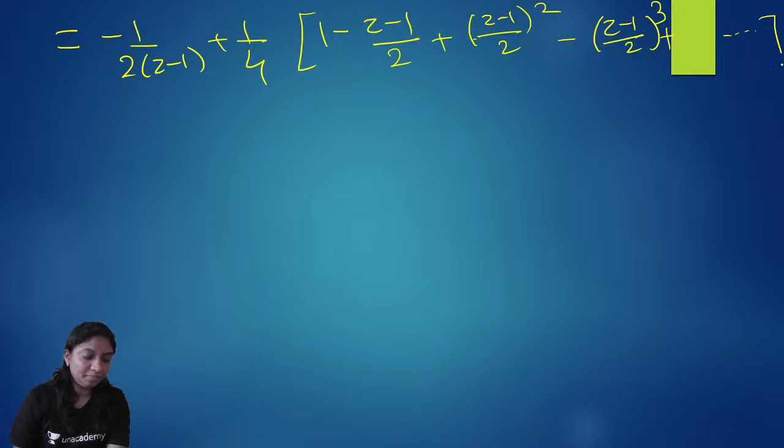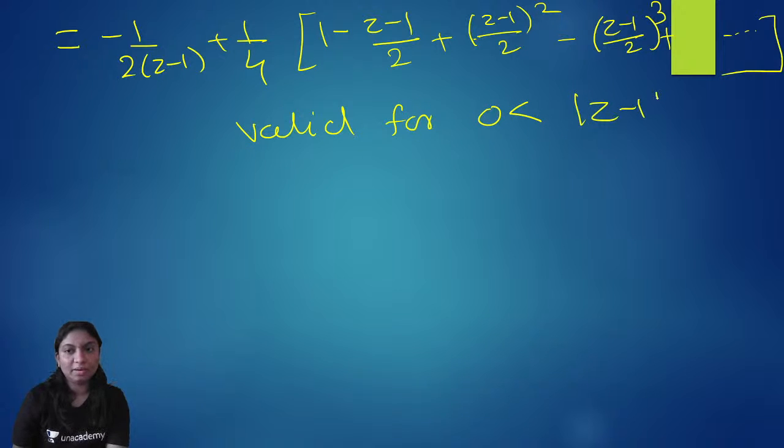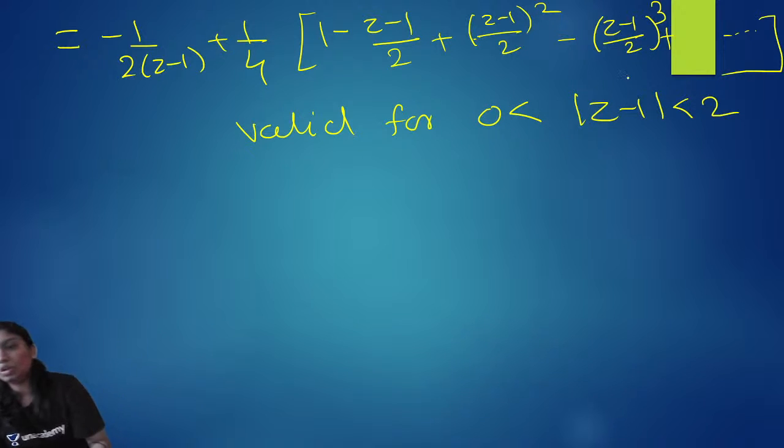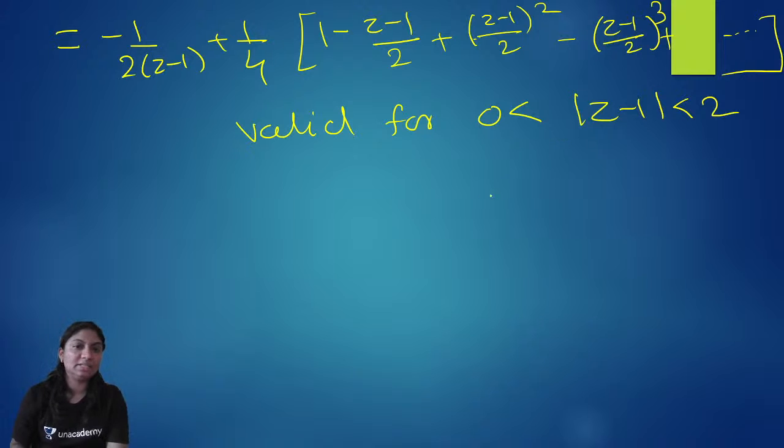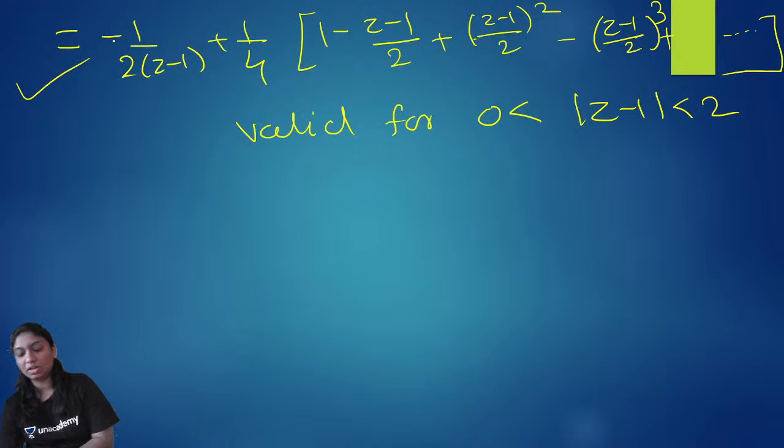This is valid for 0 less than mod of z minus 1 less than, okay, because only inside the circle, because mod z is equal to 1. The third is valid only for mod of z minus 1 less than 2. Your Laurent series. Hope you are clear.